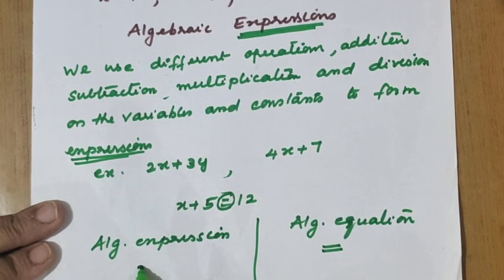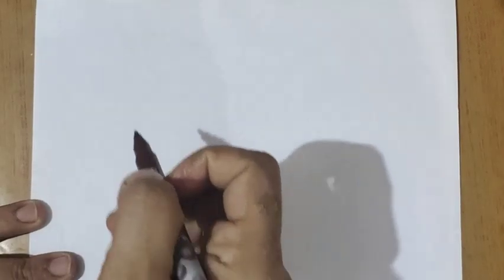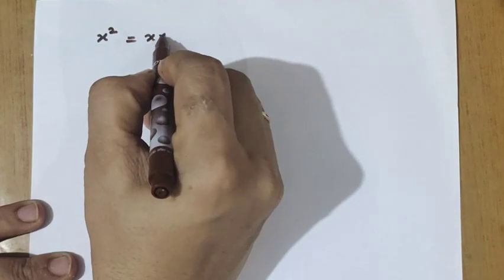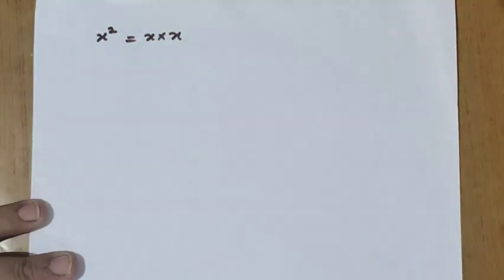For example, I'll write x square, and I'll write here x square plus 2 equal to 10. So we are equating to something. That equal sign we cannot see in the expression. Now let us see the examples. How are we getting x square? x square we get by x into x. That is, we are multiplying x, right?